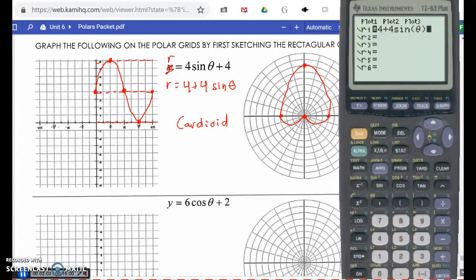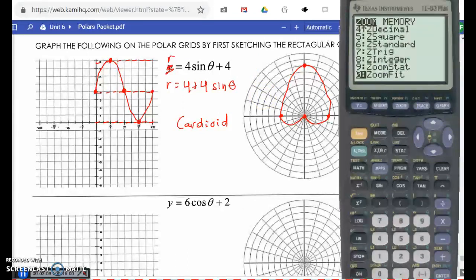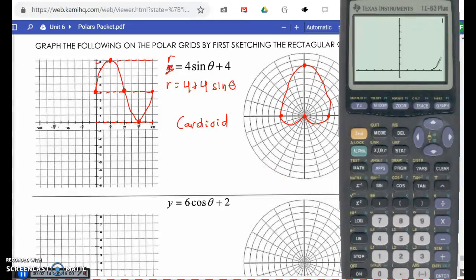And then before I hit the graph button, I'm going to hit zoom. I'm going to go down to option 0 and hit enter. You could also bring it up by just hitting the number 0. And this is going to give you a nice window that'll fit the graph perfectly. And so for the test, I'd expect you to show me this picture with one point all the way over at 4, up at 8, here at 4, and then coming to the pole there.